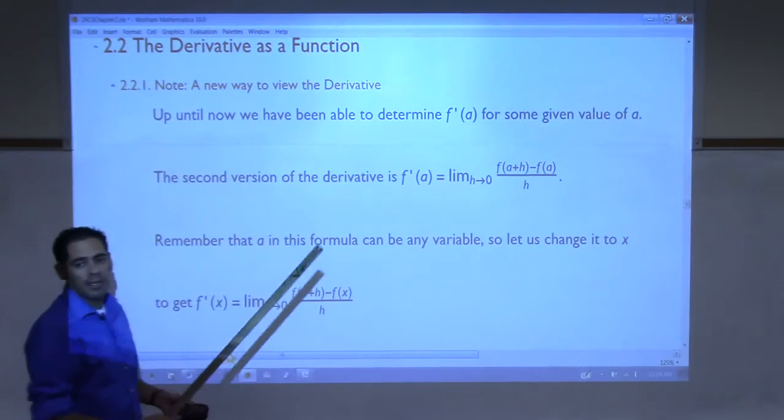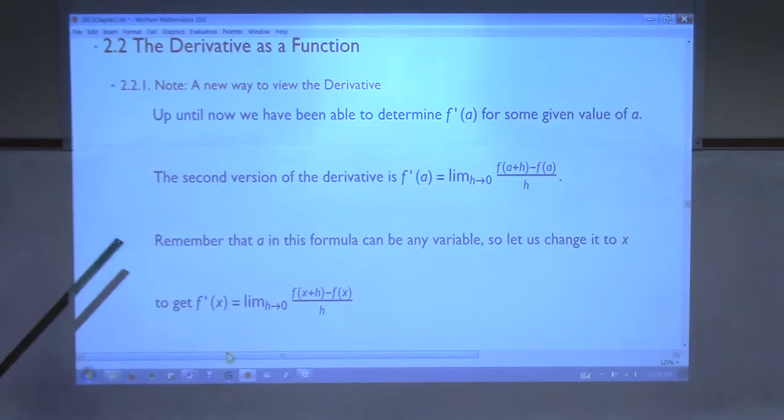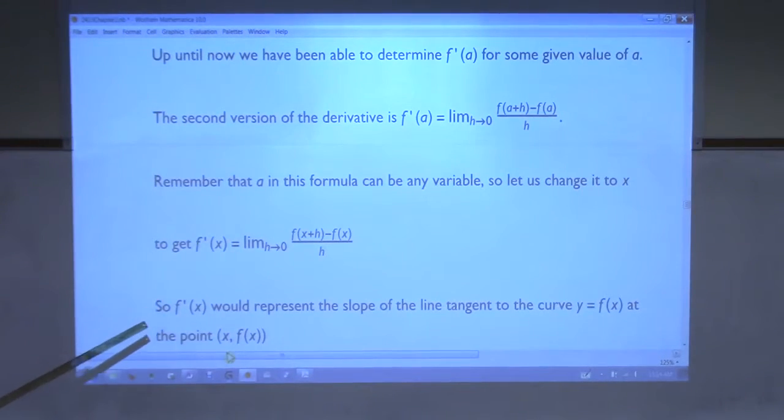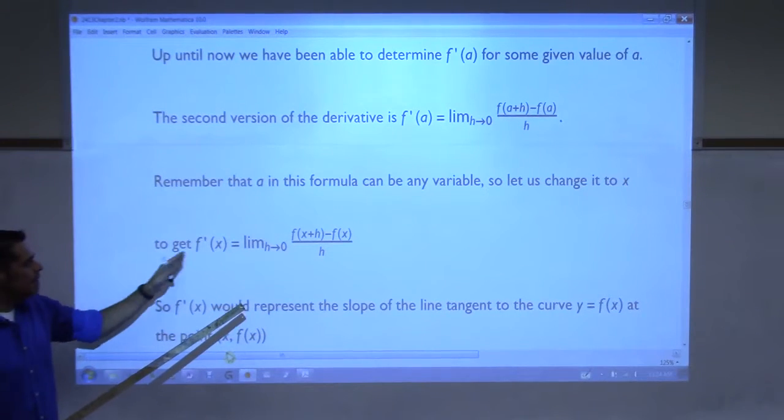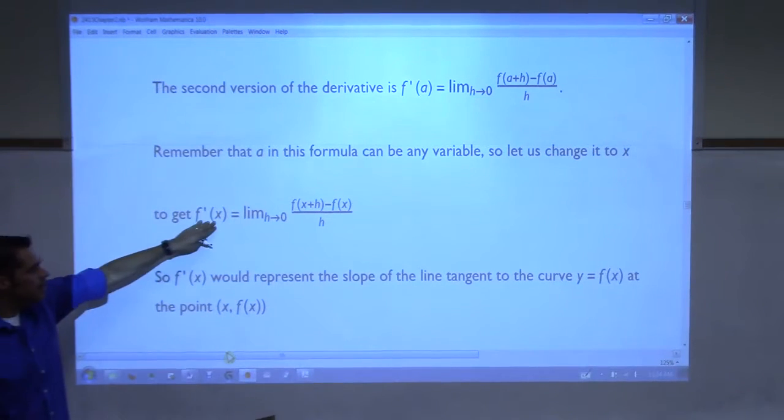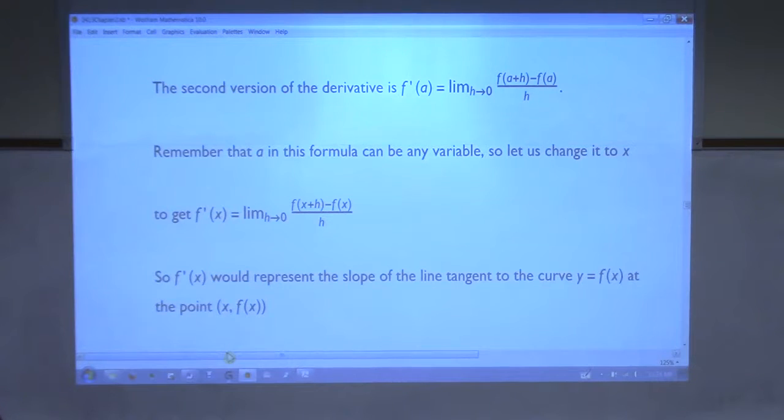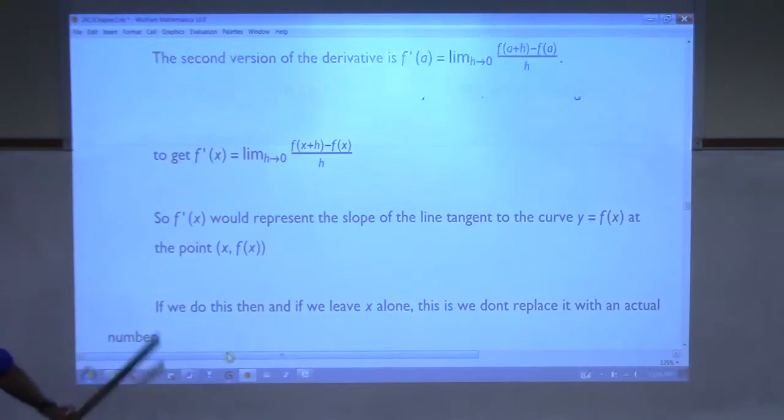Up to now, we've been doing it at a single value, a. We're going to let that a become x, and we have this new definition right here. That's it. And there's nothing new there.